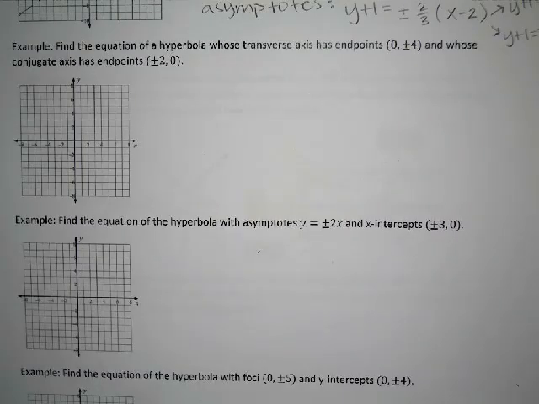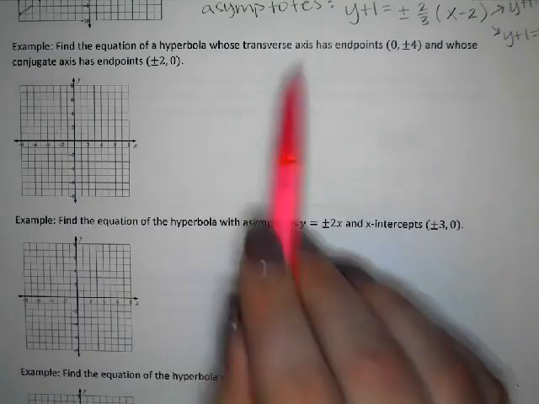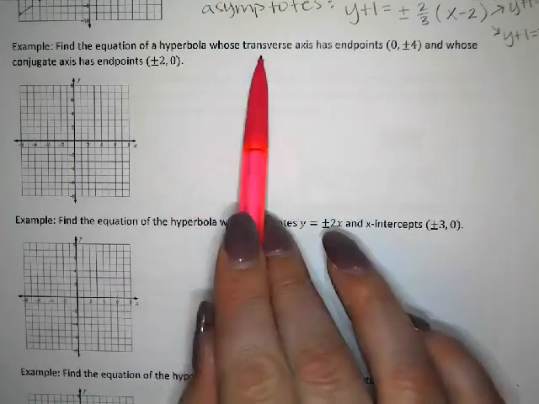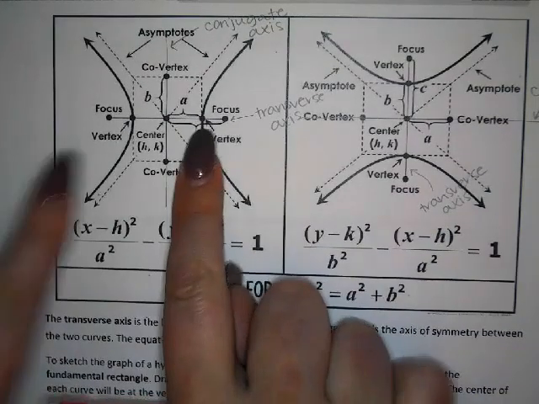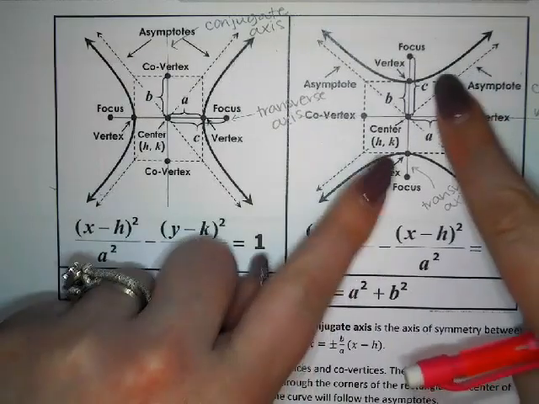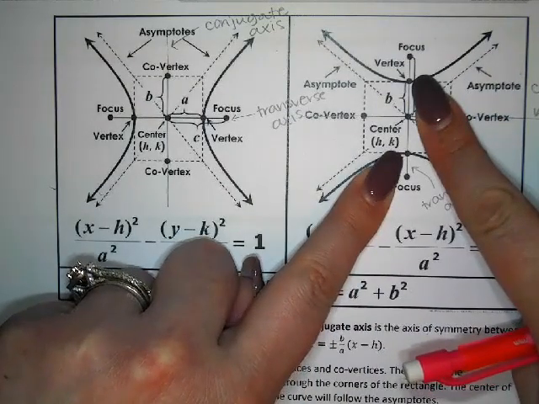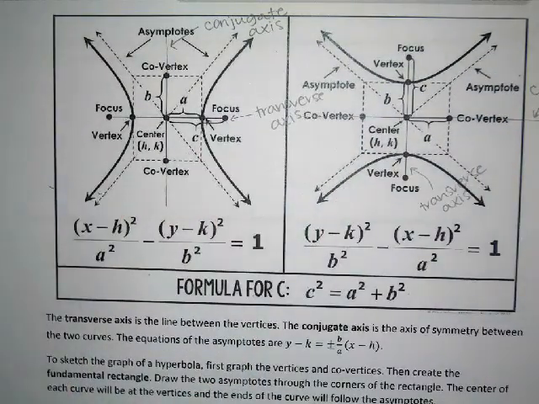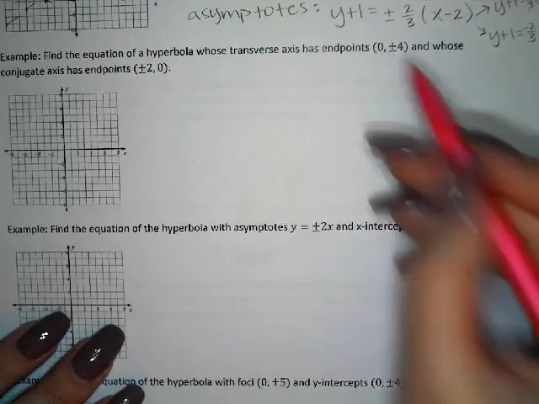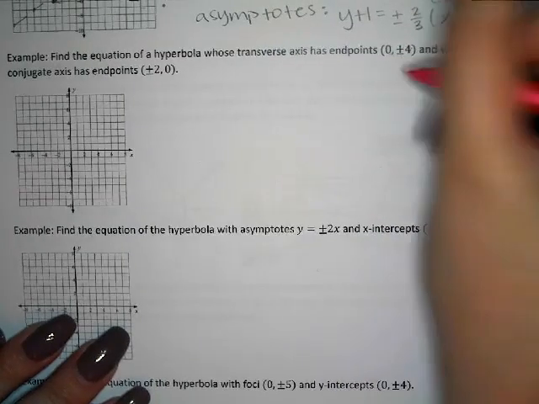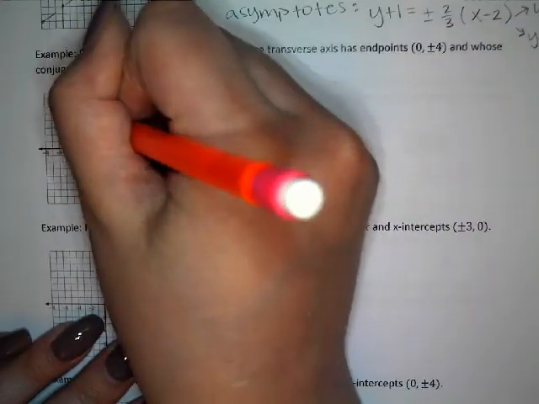So this one starts off with those vocabulary terms. It says find the equation of a hyperbola whose transverse axis. So just a reminder, the transverse axis is the axis that connects the two vertices together. So whatever information they give us, it's going to be the line that goes between the two vertices, and that's important because that's where the actual curves are. So the transverse axis has endpoints of (0, 4) and (0, -4).